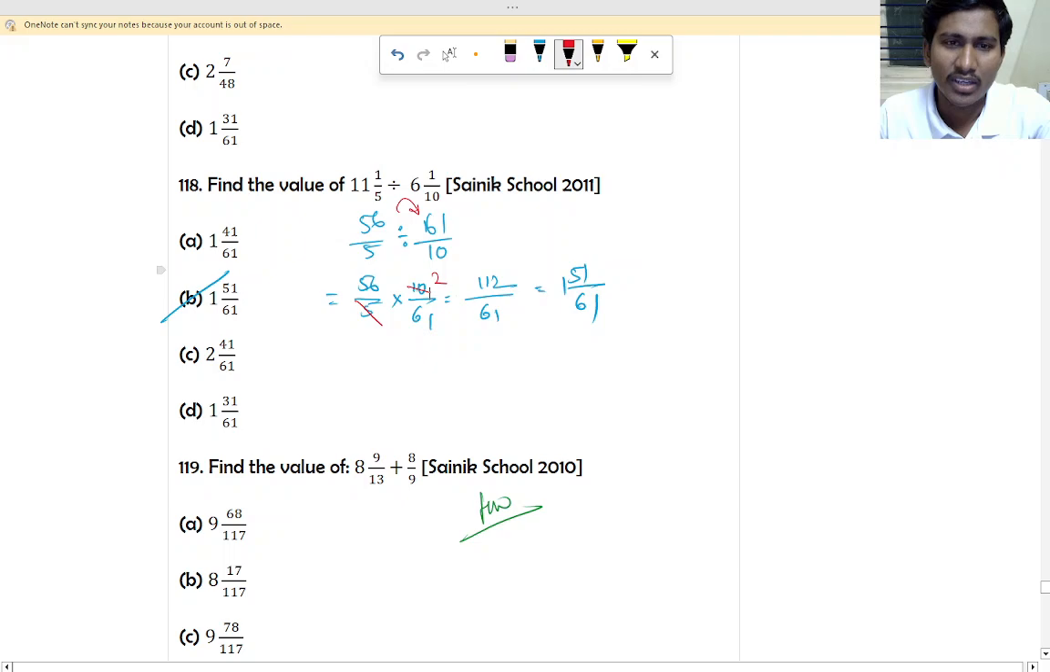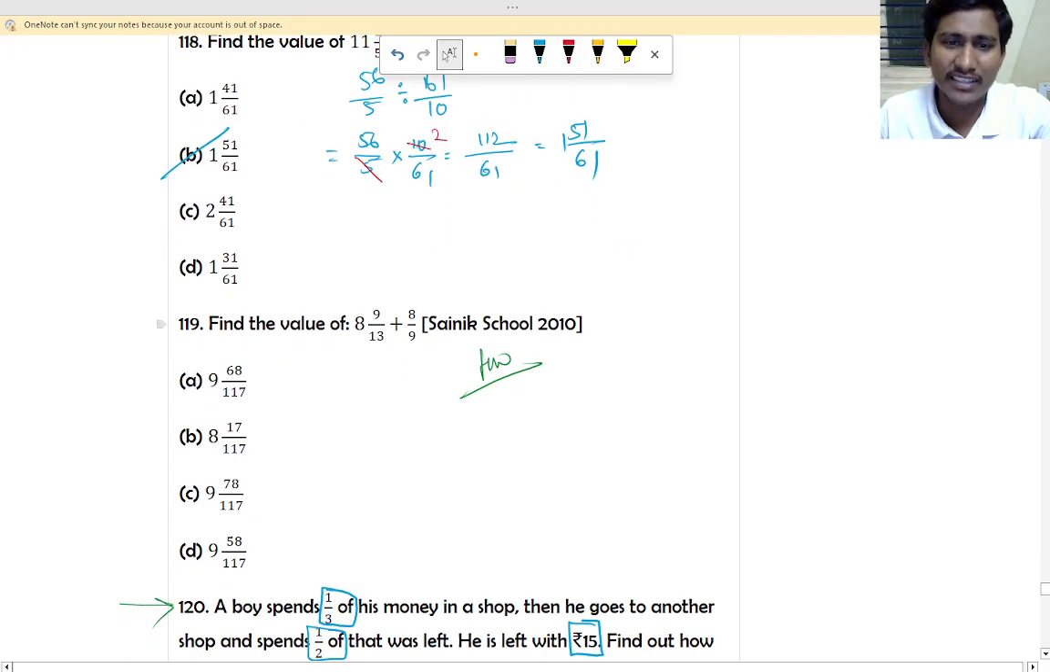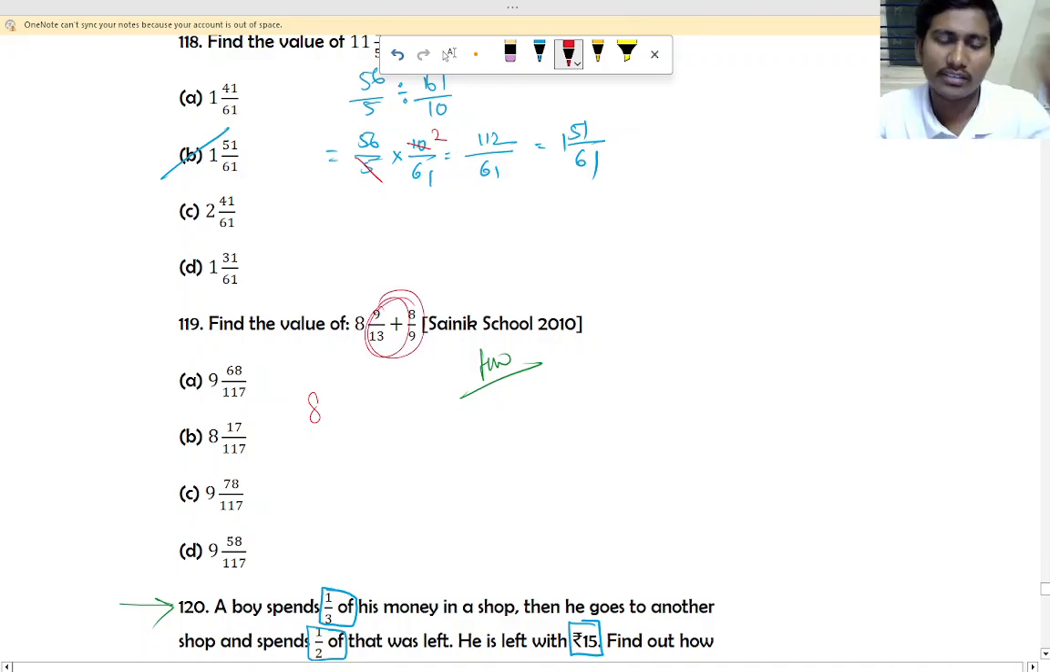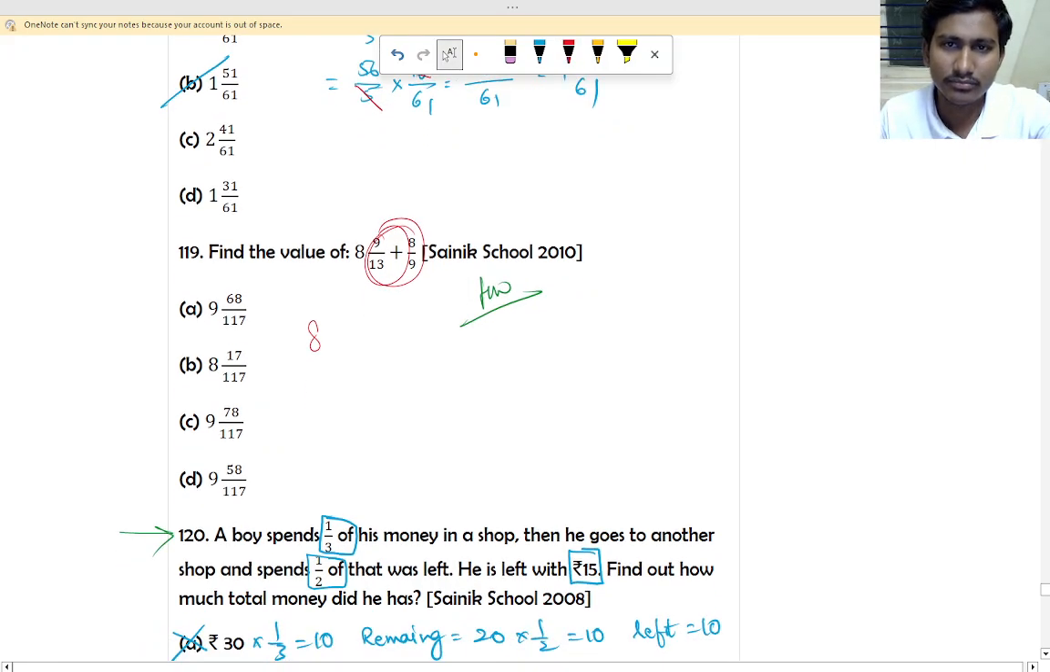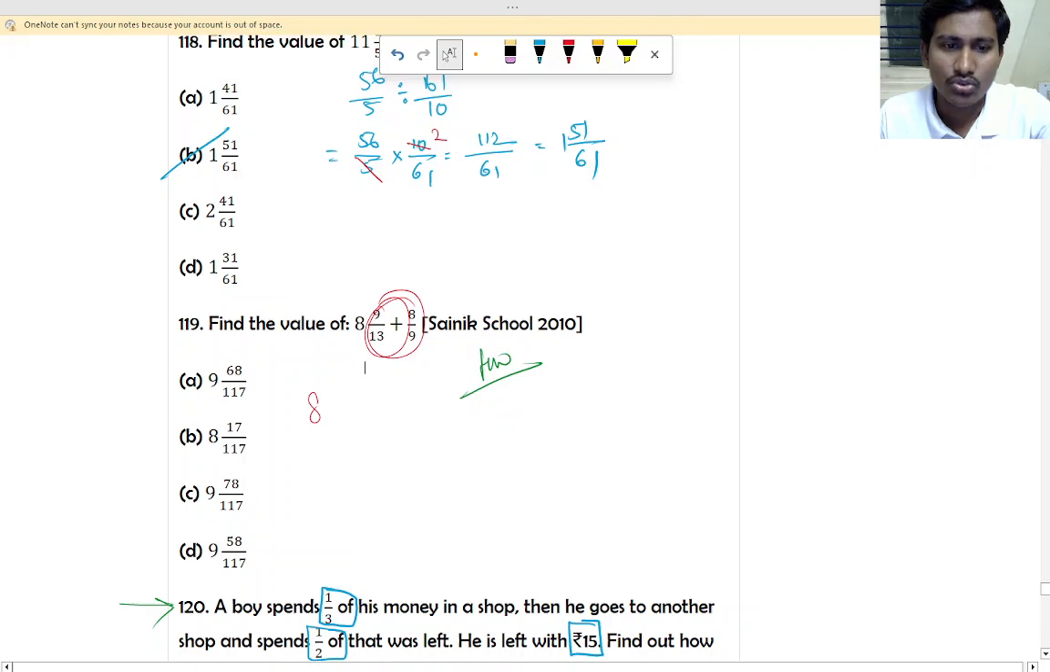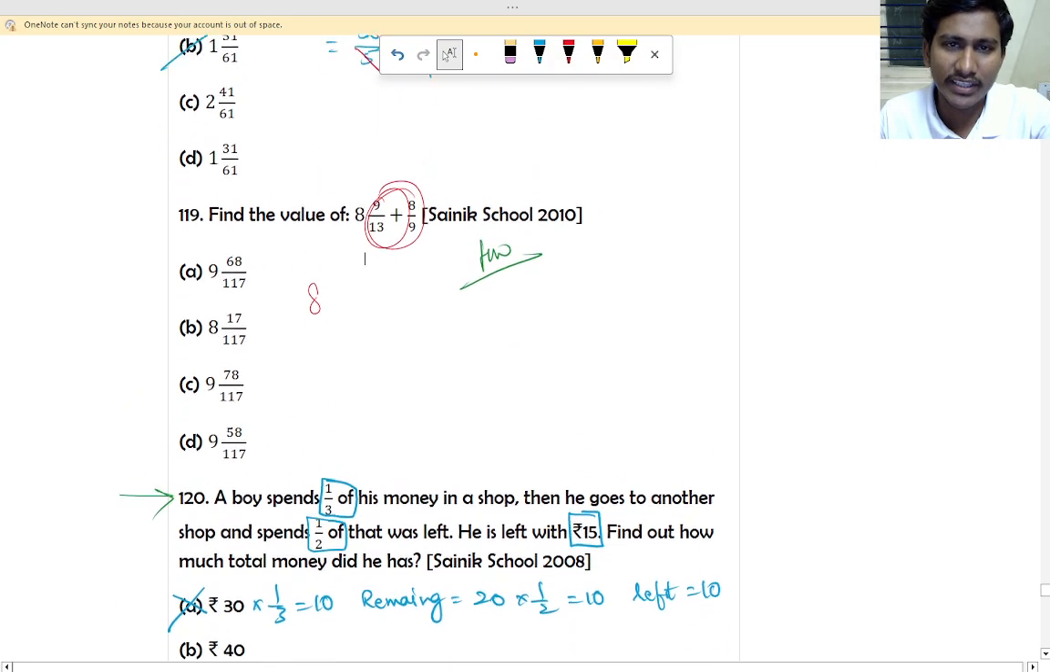Okay, good. So next is 109. That is addition. You do it, very easy. So you keep 8 separately, and then you add these two and then write it in mixed fraction, then you will get the answer. It is easy. Okay, do it as homework. 119. So next is 120 now.